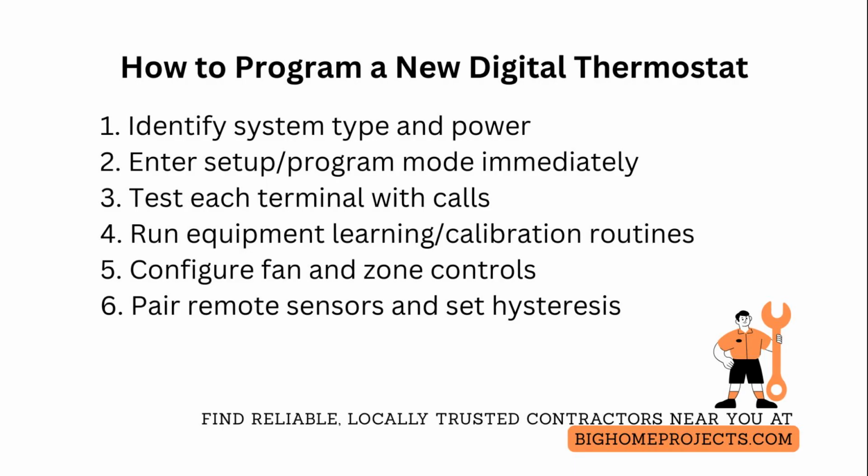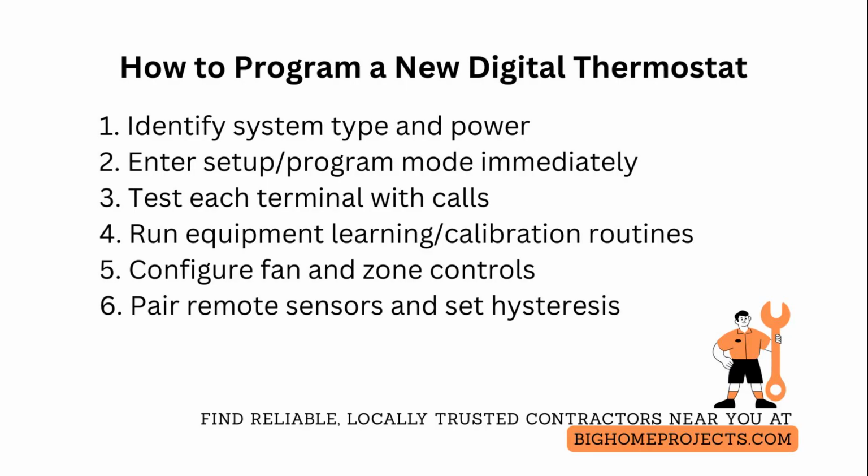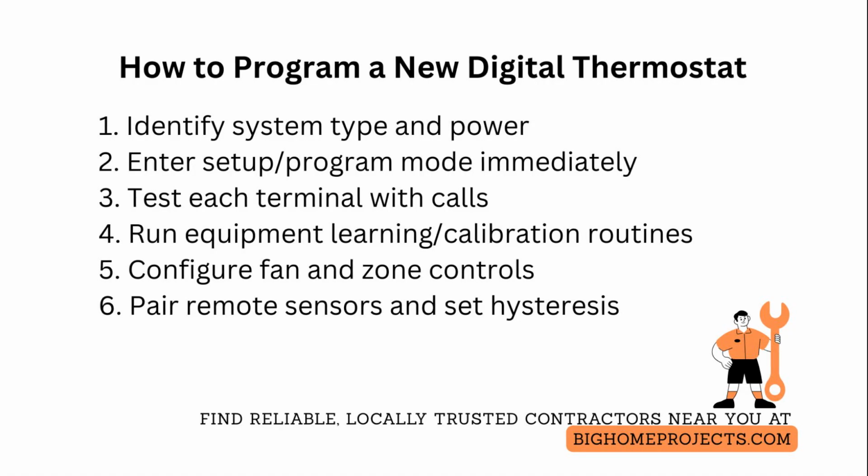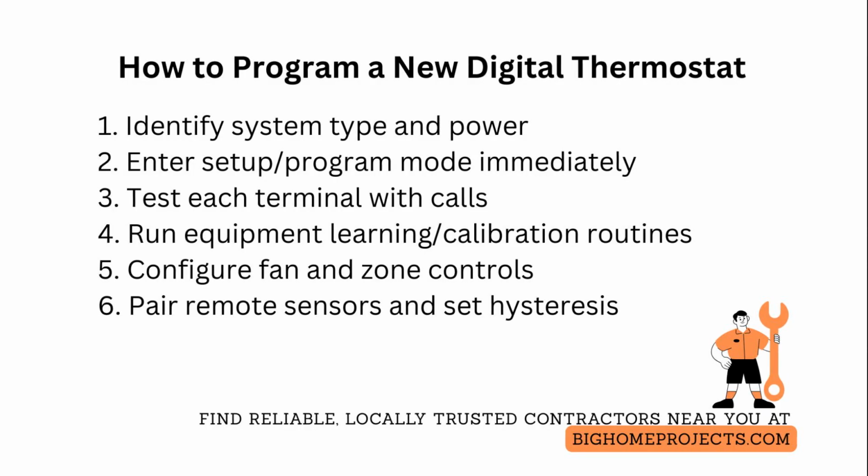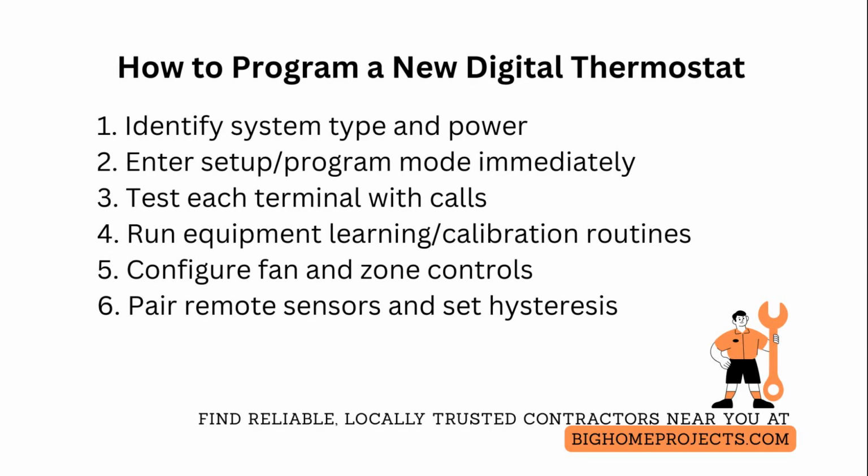If a thermostat supports equipment calibration, run any built-in learning routines so the control learns minimum runtimes and stage delivery behavior. For heat pumps, calibrate the changeover valve and set the auxiliary heat lockout temperature. Use the menu to set fan operation to on, auto, or circulate per your system's blower control, and confirm the thermostat's internal settings match the wiring labels at the air handler or furnace control board.